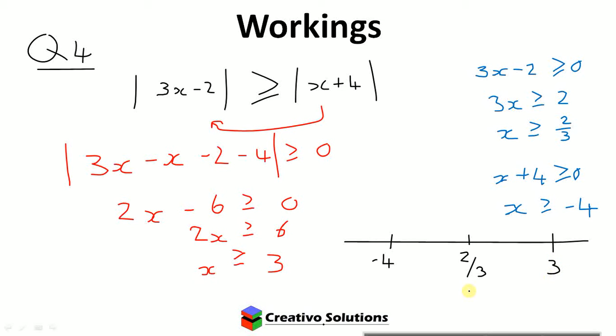Alright, so let's take any number that's less than minus 4, let's take minus 10. If I plug in minus 10 here, what am I going to get? 3 times minus 10 is what? Minus 30. Minus 30 minus 2 is minus 32. So I've got minus 32 on the left here. On the right, I've got minus 10 plus 4, which is minus 6. Is minus 32 bigger than minus 6? No, that's false.